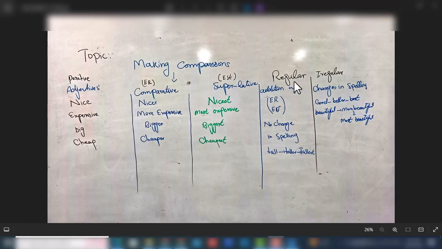Here we can see the regular degrees, meaning the addition of er and est with no change in spelling, like tall, taller, tallest. And irregular degrees, like a change in spelling: good, better, best; beautiful, more beautiful, and most beautiful. These involve the addition of new words or changes in spelling. We can say this is the irregular degrees of adjectives.